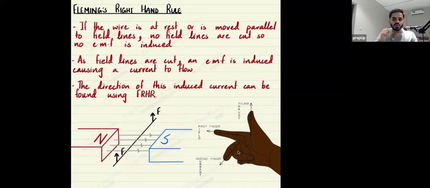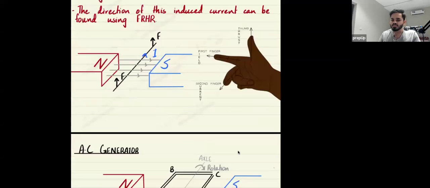For example, if I use it in this context, again I start with the same ideas. My first finger, the field, is what I start with, that must point like this. My thumb points up, so my second finger then points inwards. So in this case, the induced current is going to flow in a direction like this. Right, so that's how you use Fleming's right hand rule.